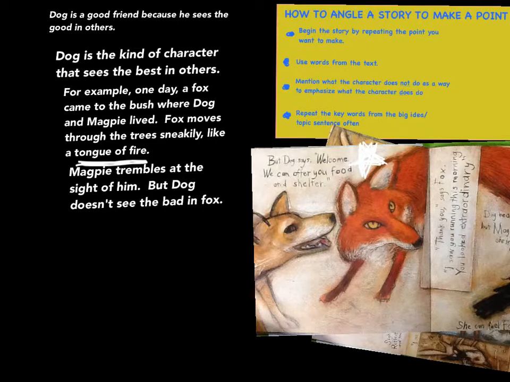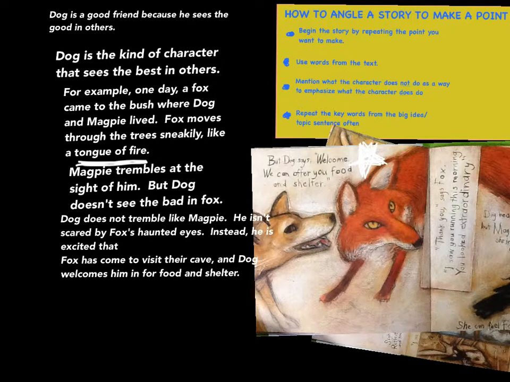So here, where I said Dog is the kind of character that sees the best in others, I've already repeated the point I want to make. I use some words from the text. Now the next thing says mention what the character does not do as a way to emphasize what the character does do. Let me show you a way that we could do that.